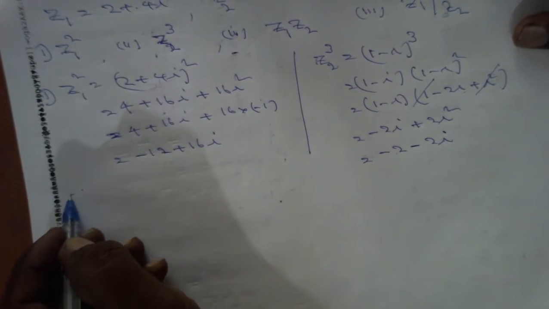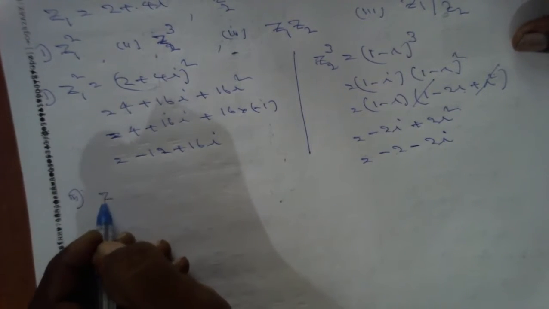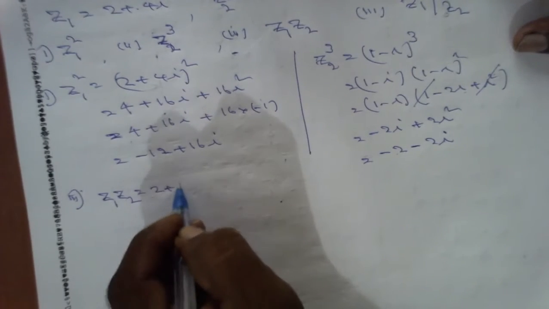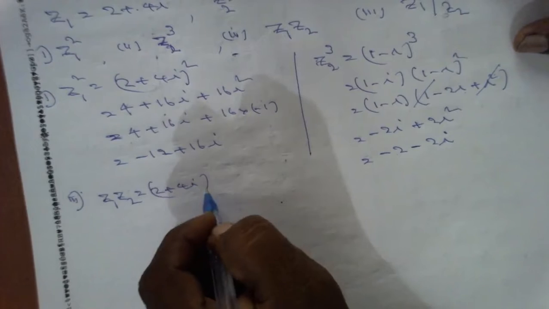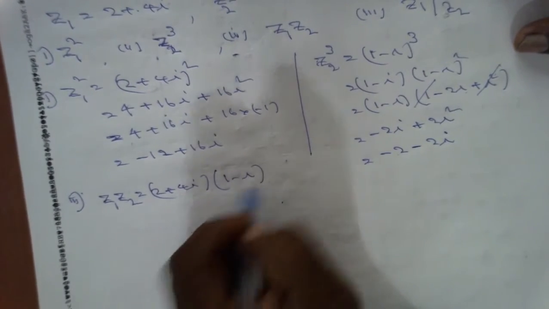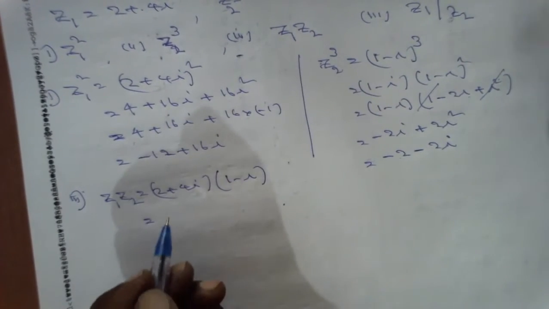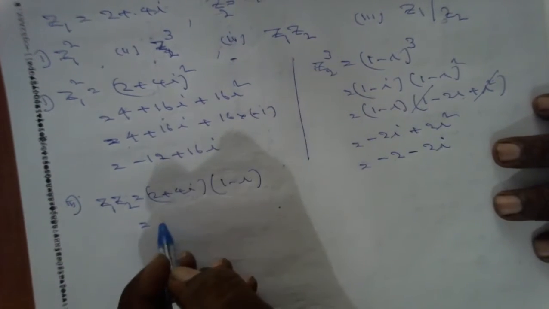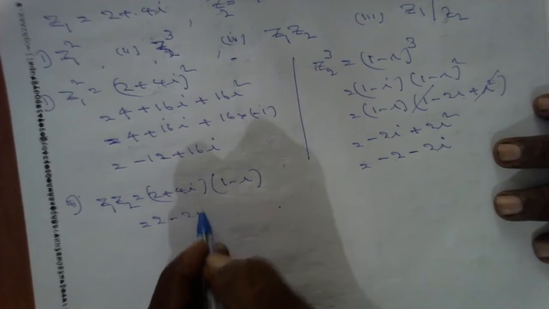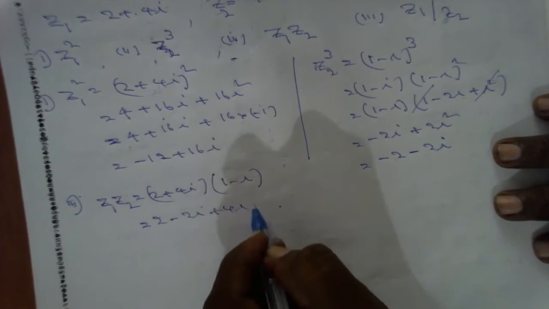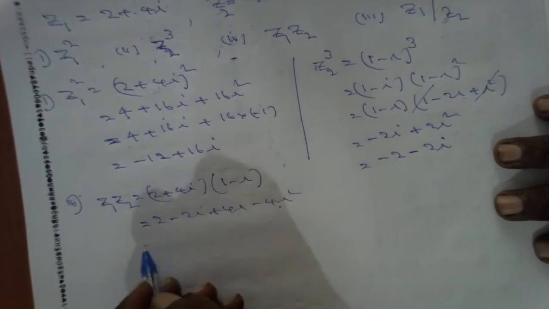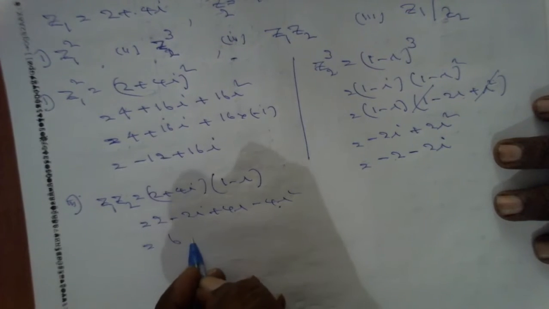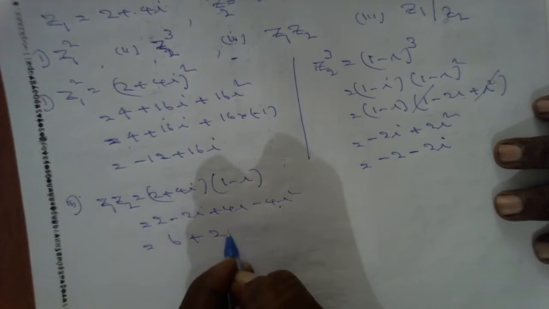Then what is C1 into C2? 2 plus 4i times 1 minus i. 2 minus 2i plus 4i minus 4i squared. So this equals 6 plus 2i.